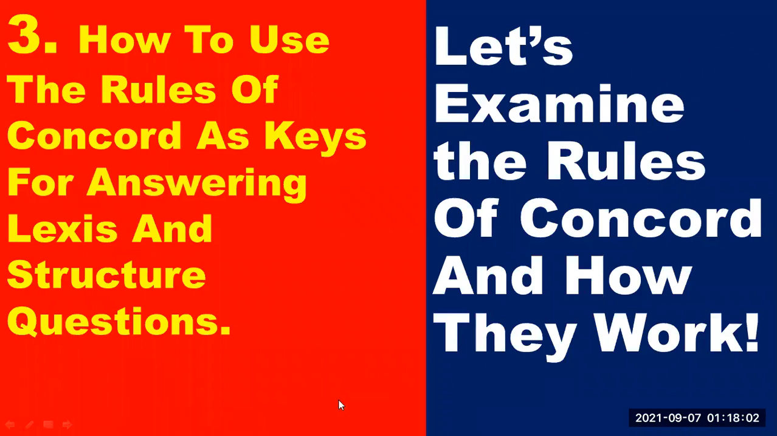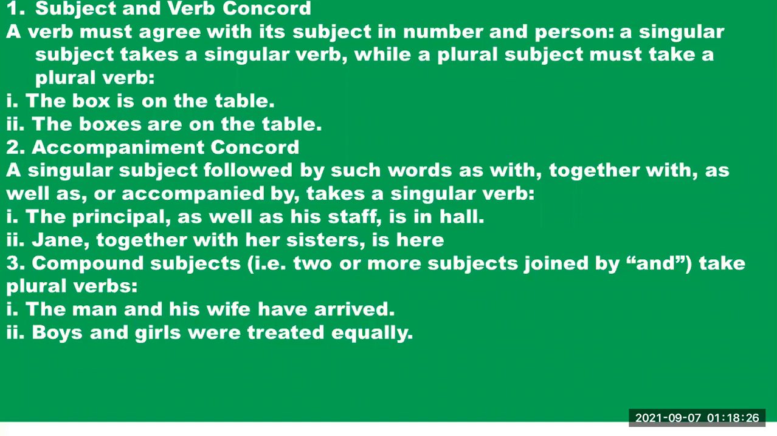Having said this, we now look at the next item, which is how to use the rules of concord as keys for answering lexis and structure questions. At this point, we are going to examine the rules of concord and how they work. So let's begin right away. The first rule that we have to look at here has to do with subject and verb, or what we can call subject and verb concord. The rule states that a verb must agree with its subject in number and person. A singular subject takes a singular verb, while a plural subject must take a plural verb.